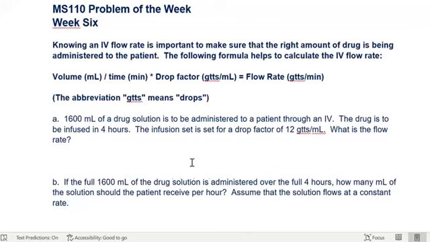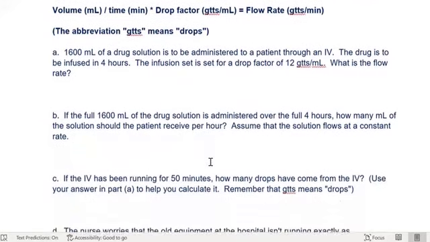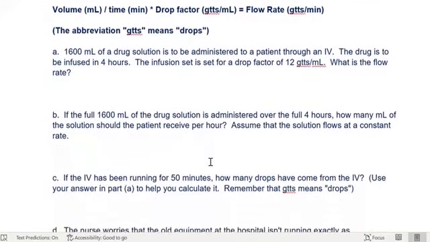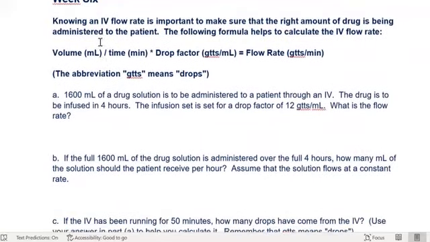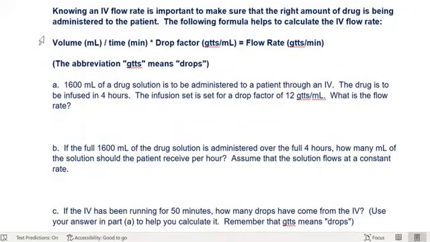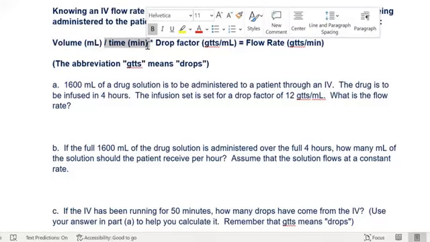This is similar to this week's problem of the week. I've just changed some of the numbers here. So we have this formula for drip rate with an IV. The volume that you're trying to distribute, you divide it by the time, and it doesn't necessarily have to be in minutes. You could do it by hour if you really wanted.